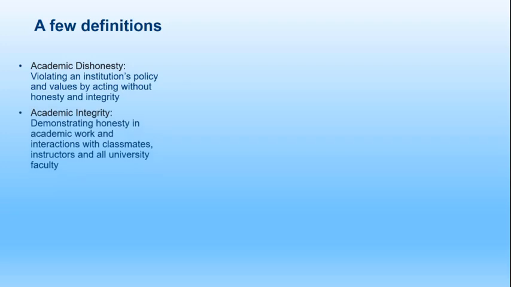Academic integrity refers to the honest and ethical behavior in the pursuit of research, education, and scholarship. And it's based on the fundamental values of honesty, trust, fairness, respect, responsibility, and courage. In a nutshell, it is about demonstrating honesty in academic work and interactions with your classmates, instructors, and everyone at the university.